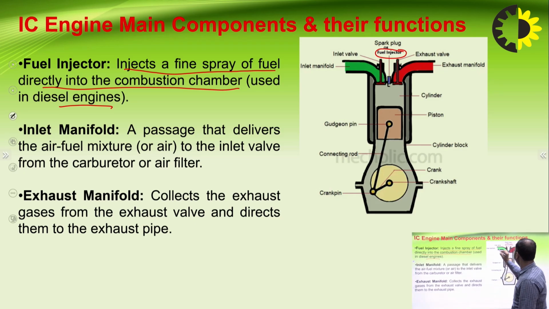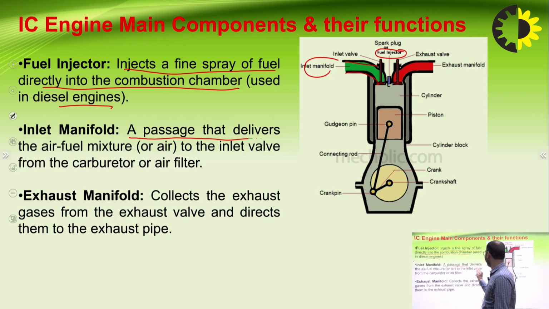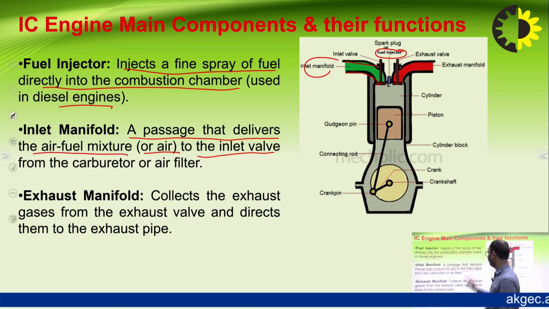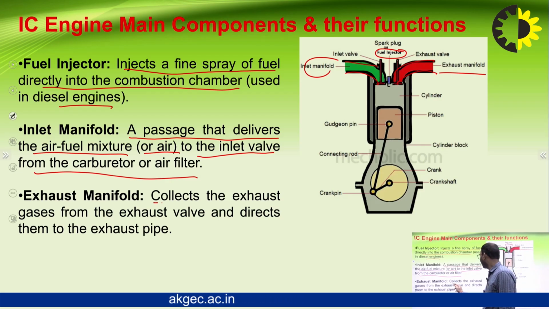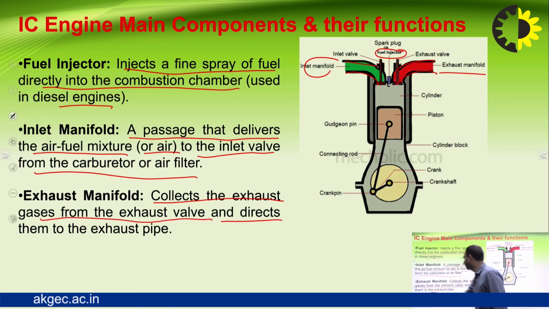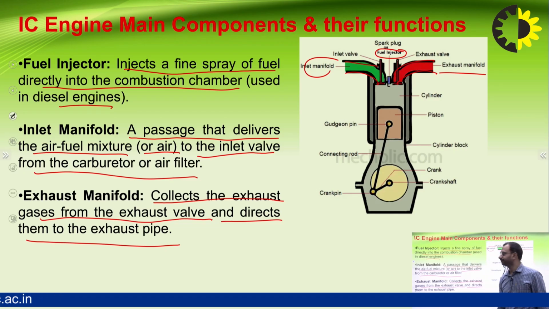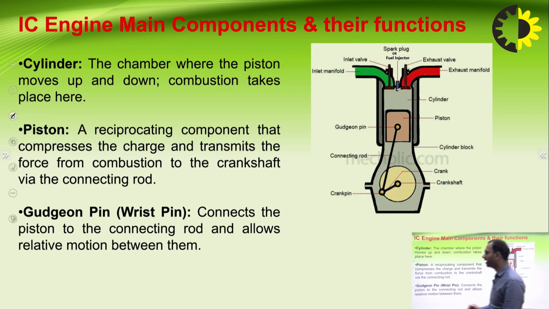Then what is inlet manifold? This one is inlet manifold, this green one. It is a passage that delivers the air fuel mixture or air to the inlet valve from the carburetor or air filter. Then what is exhaust manifold? This red one. So basically, the exhaust manifold collects the exhaust gases from the exhaust valve and directs them to the exhaust pipe. Then the next one is cylinder.